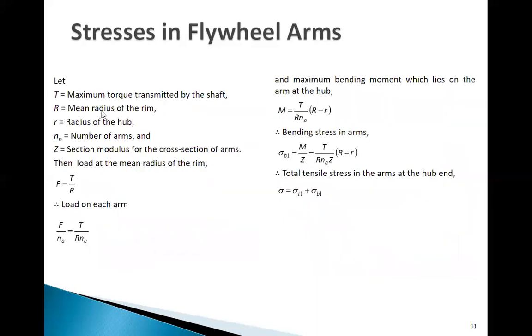Let T be the maximum torque transmitted by the shaft, R the pitch radius of the rim, r the radius of the hub, n_A the number of arms, and Z the section modulus for the cross section of the arm. Then the load at the pitch radius of the rim is F equal to T over R. The load on each arm is F_A equal to T over R n_A. The maximum bending moment on the arm at the hub is the force times the distance, which is R minus r. So M is equal to T over R n_A times (R minus r). Therefore, the bending stress in the arm is sigma_B1 equal to M over Z, equal to T over R n_A Z times (R minus r). So the total tensile stress in the arm at the hub end is sigma equal to sigma_T1 plus sigma_B1.